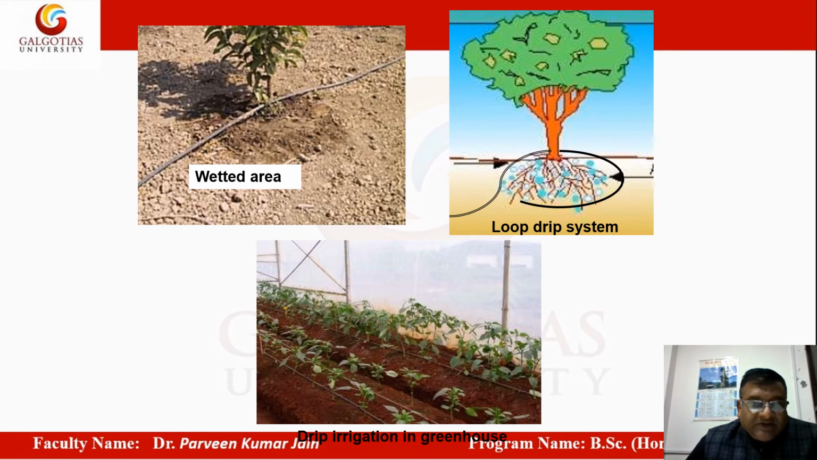So these are a few pictures you can see here. This is the wet zone, and the rest of the area is dry. This is called the wet area zone, with orchard plants in which we are using these loop systems. And below here is a picture from a greenhouse where there is a drip line and the plants are grown successfully.